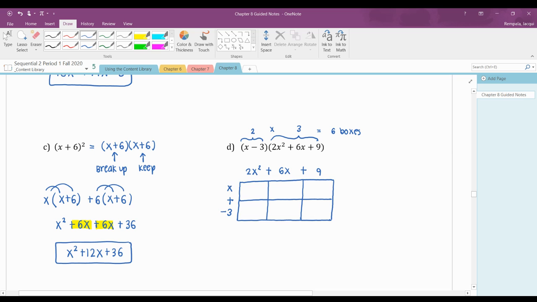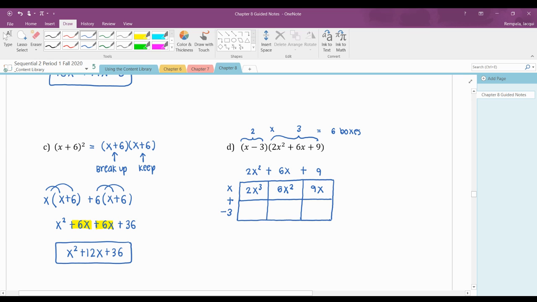I'm going to multiply. So x times 2x squared is 2x to the third. Because remember, when you multiply, we add exponents. Then the x is going to get multiplied by the 6x. Well, that turns into 6x squared. The x also has to get multiplied by the 9, and that turns into 9x. Moving on to the bottom row.